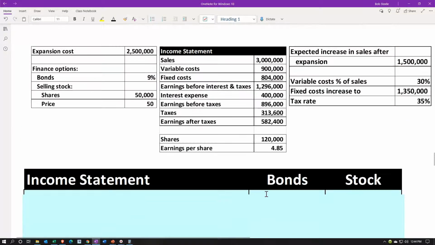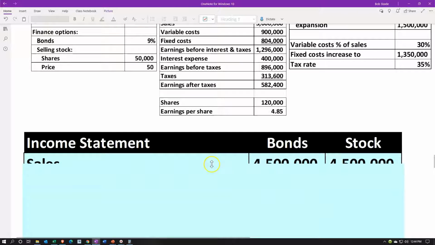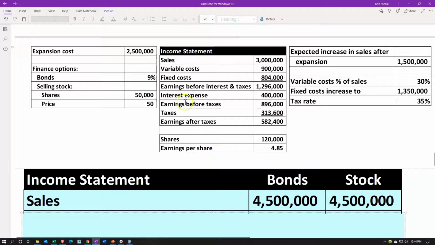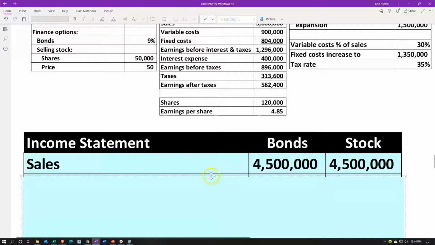Okay, so now let's think about our scenario by putting together an income statement under our two scenarios, financing the increase of the 2,500,000, one with bonds, or two with issuing more stocks with equity. So if we think about our income statement, we're going to say the sales are going to be going up to 4,500,000. Why? Because it was before the 3 million, and we think that whatever we do, however we finance this increase of the assets, we think it's going to increase our sales by the 1,500,000. So that's going to be the same whether we finance it with bonds or stocks.